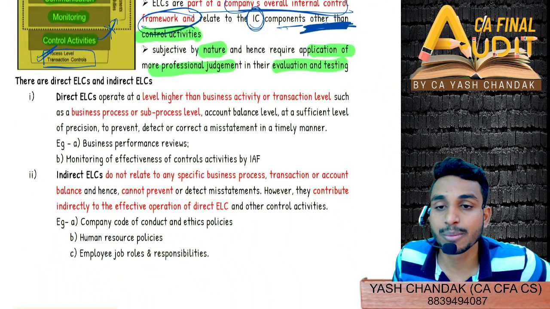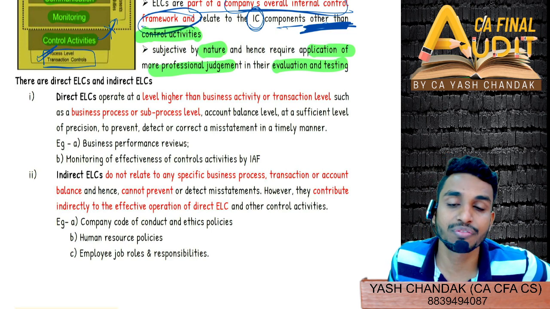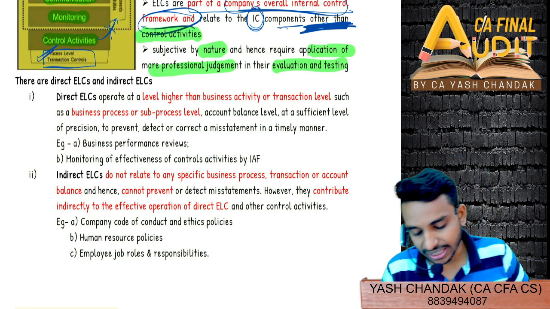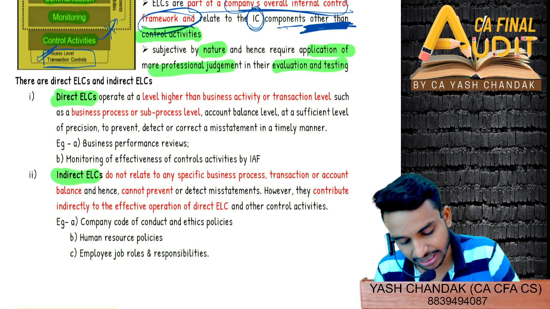So generally the question comes for 5 marks: Explain entity level control including its types of control. So the types of entity level controls are two types: direct ELC and indirect ELC. Direct entity level control, indirect entity level control.